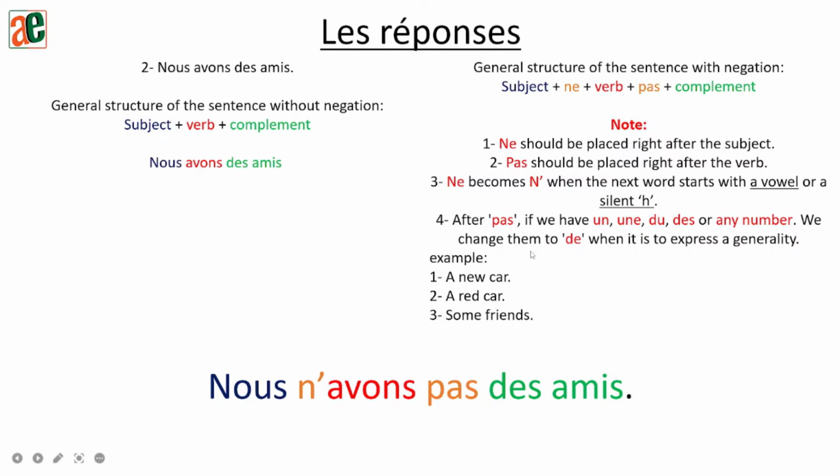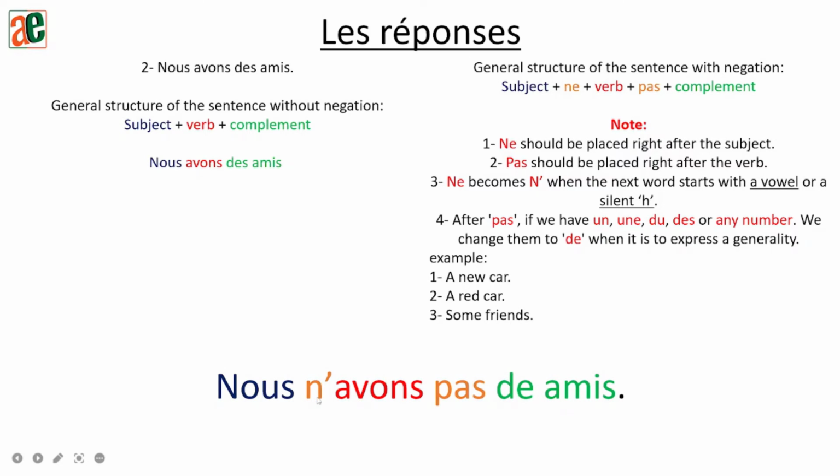Now here there is one last thing that we need to pay attention to. After pas, if we have un, une, du or des or any number, we change them to de when it's used to express a generality. For example, a new car, a red car, some friend. Here after pas, we do have des, so we are going to change this des to de. So let's see. Now, nous n'avons pas de amis.